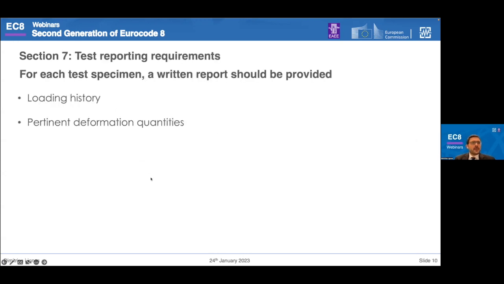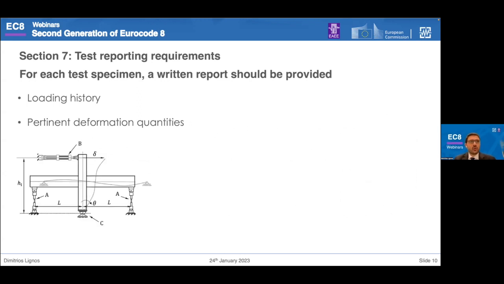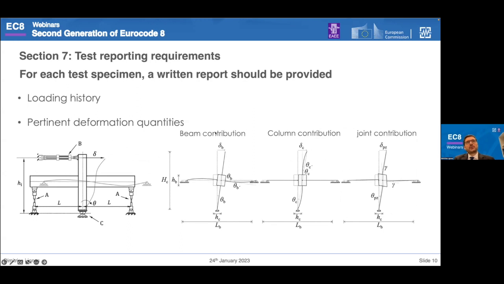Now, for each test specimen, a written report should be provided that, of course, includes the loading history and pertinent deformation quantities. For instance, in a case where a joint is tested, here pertinent deformation quantities could be related to beam contribution as well as the column contribution or a joint contribution to the total deformation. And of course, this is something that relates to the instrumentation that I will describe briefly in a minute.